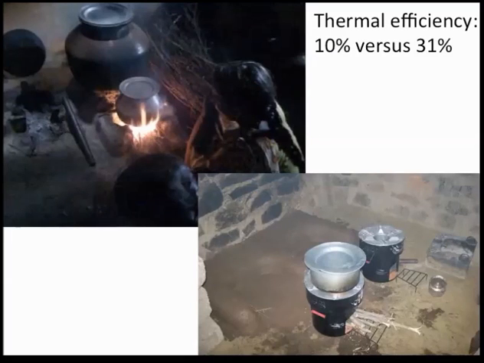Here's a picture of a traditional stove, what you might call a 3-stone fire. There's 3 spots where the pot is in contact with the stove. There's a nice wide opening here that you can put the wood in. This is the same fire that people have been using for thousands of years.